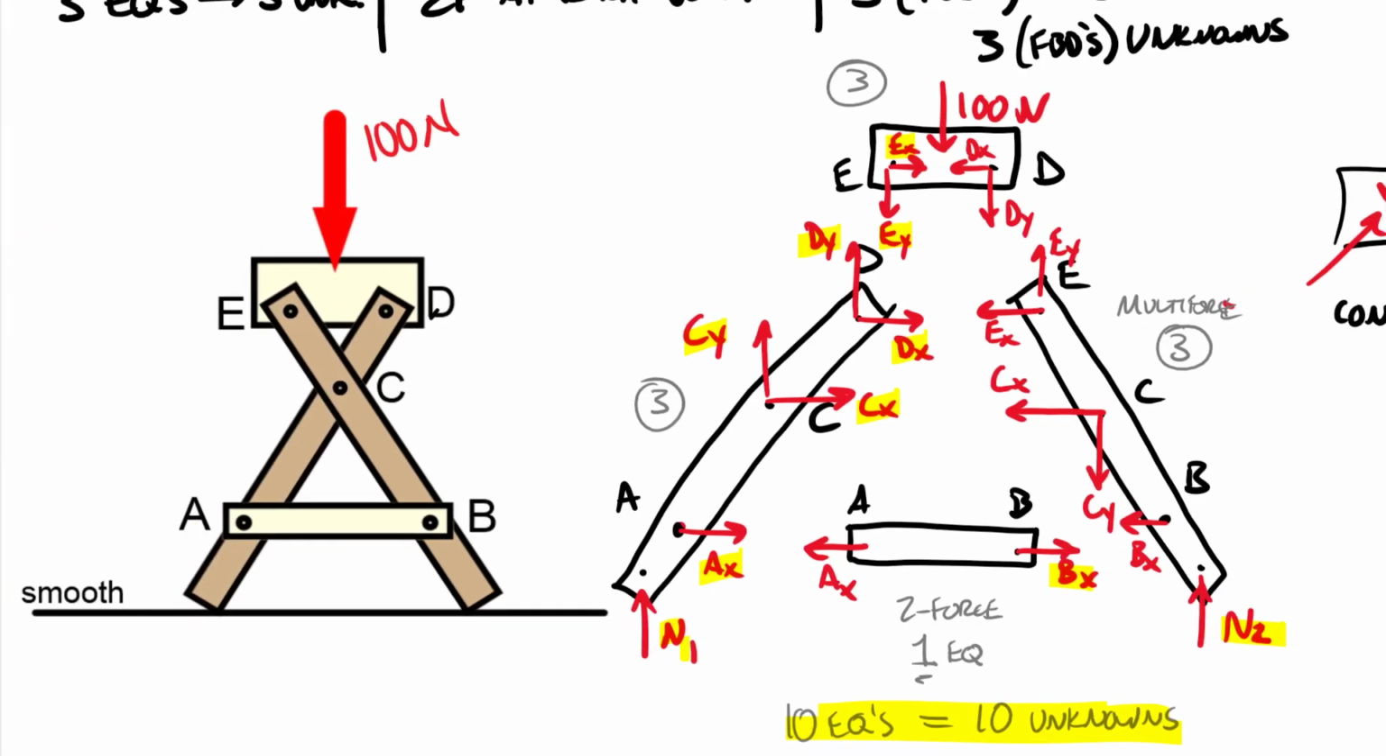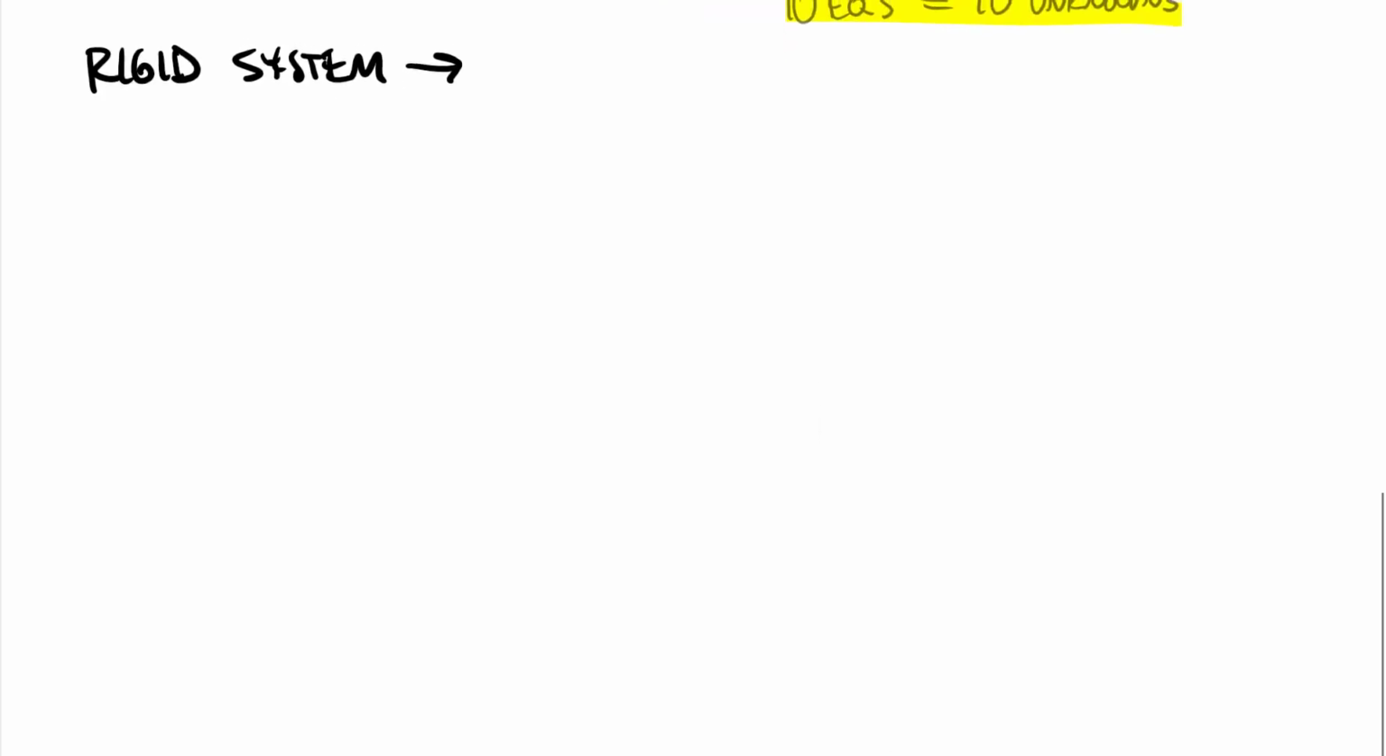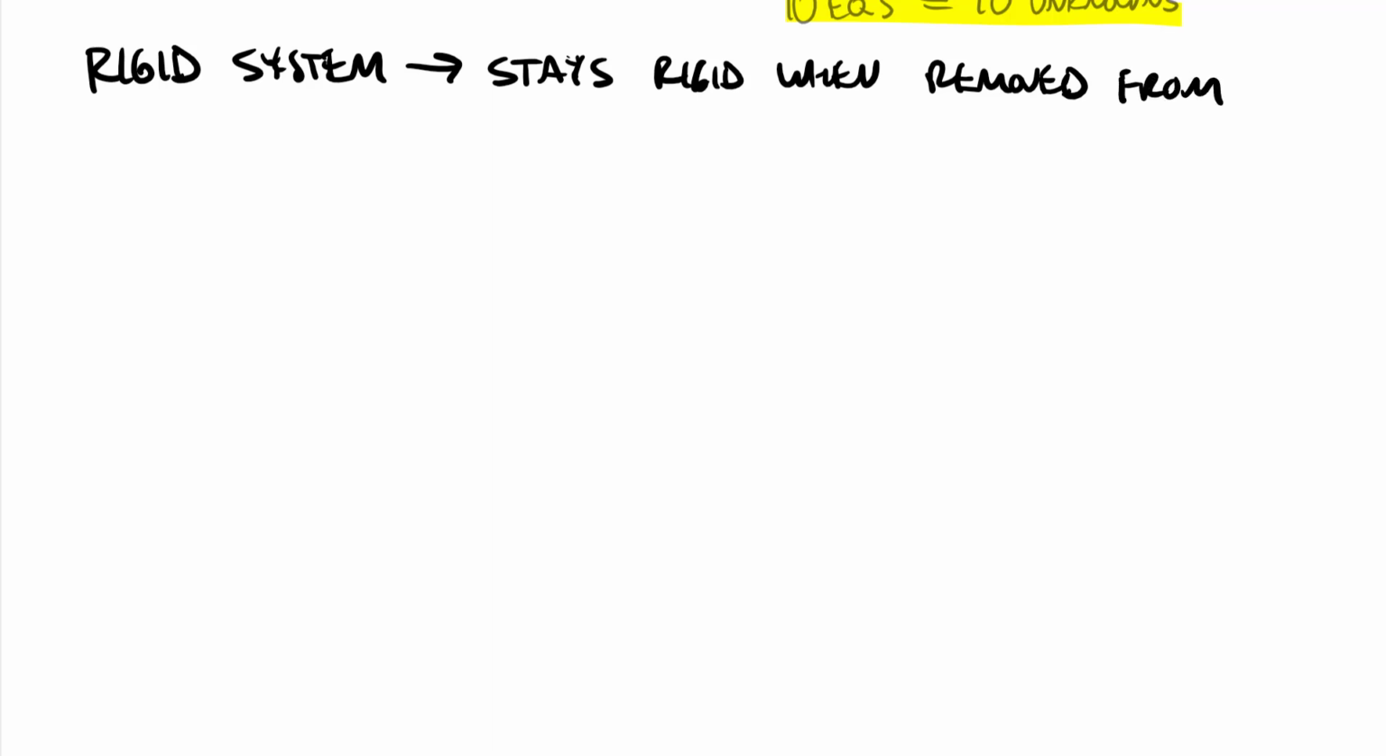So one other thing I wanted to talk about in the context of frames and machines is looking at rigid versus non-rigid systems. Okay, so if we look at a rigid system, fundamentally a rigid system stays rigid when removed from its supports.